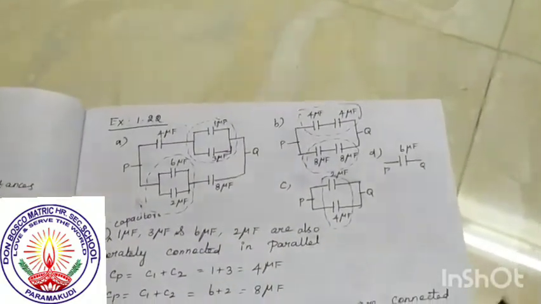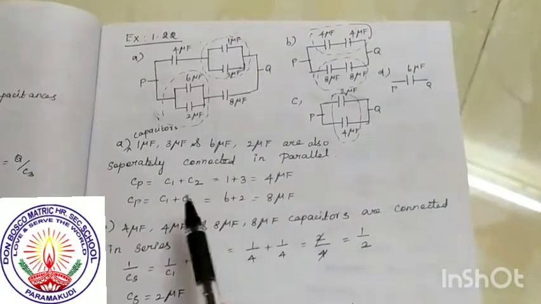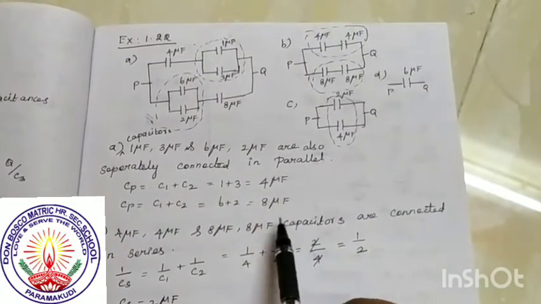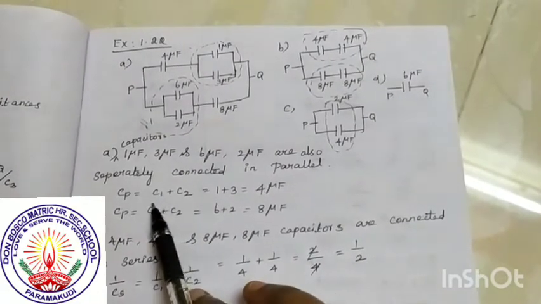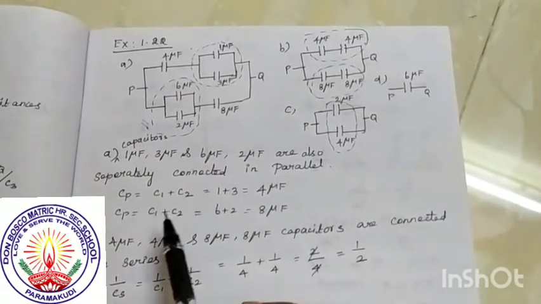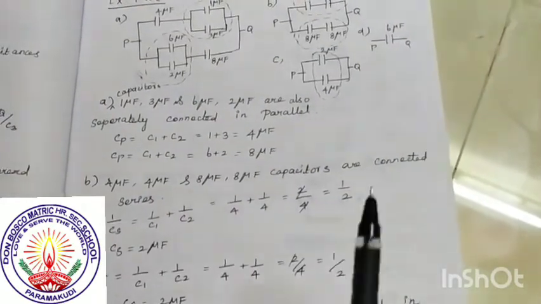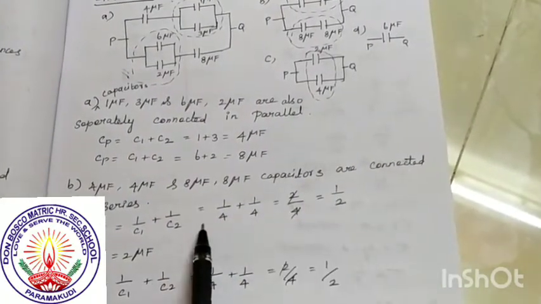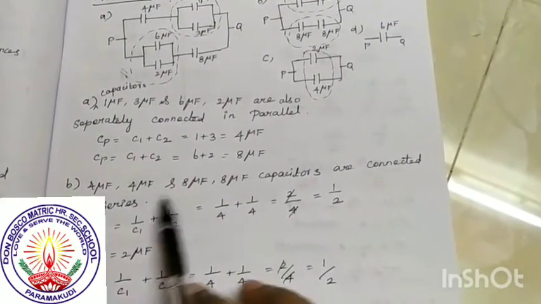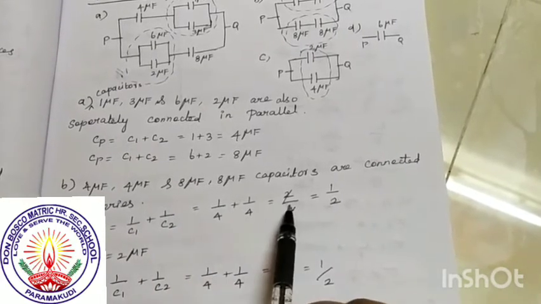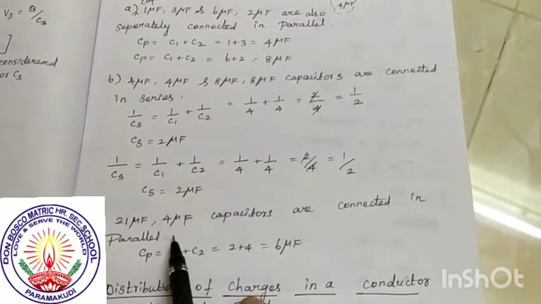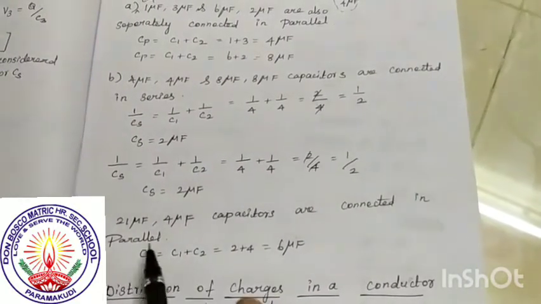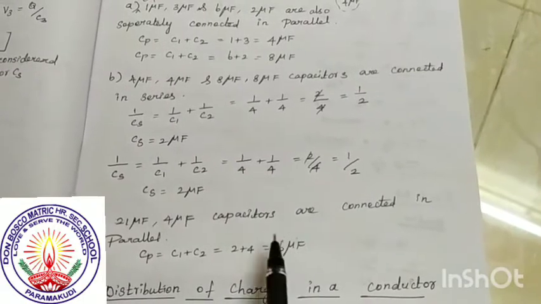So in the first diagram, what is the equation? 4 microfarad capacitor and 8 microfarad, using this formula, because this is the parallel connection. So we have to use the parallel formula. And the second condition is the series, connected in series. So series, what is the formula? We use this formula and get the answer. And the third case is connected in parallel. So we use this formula and get the answer.